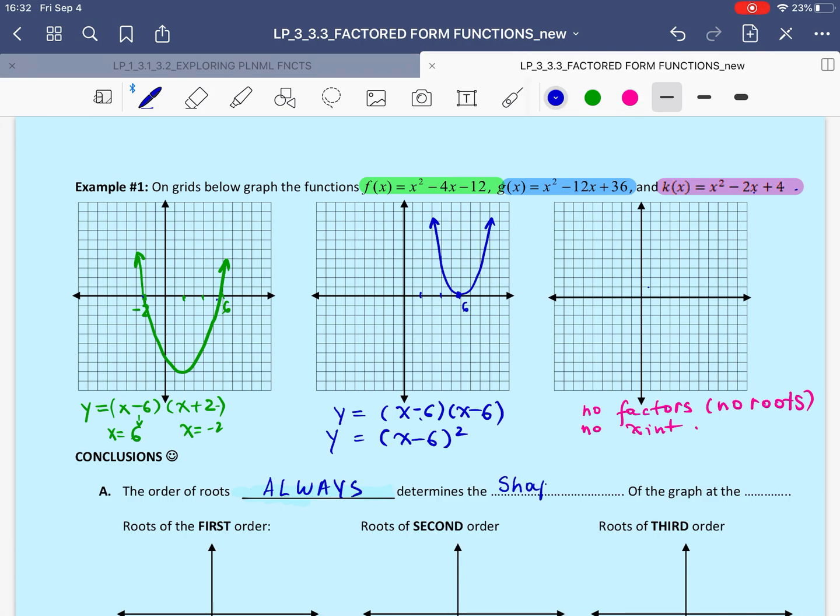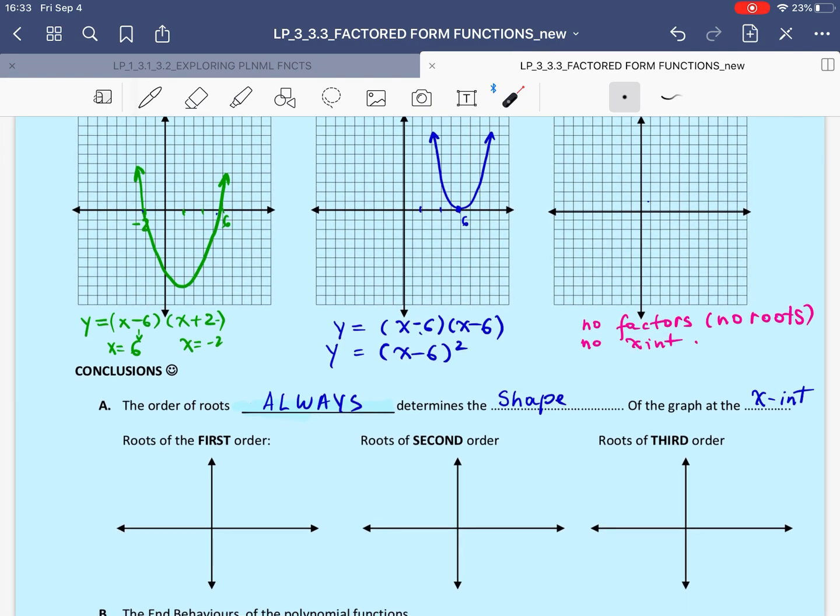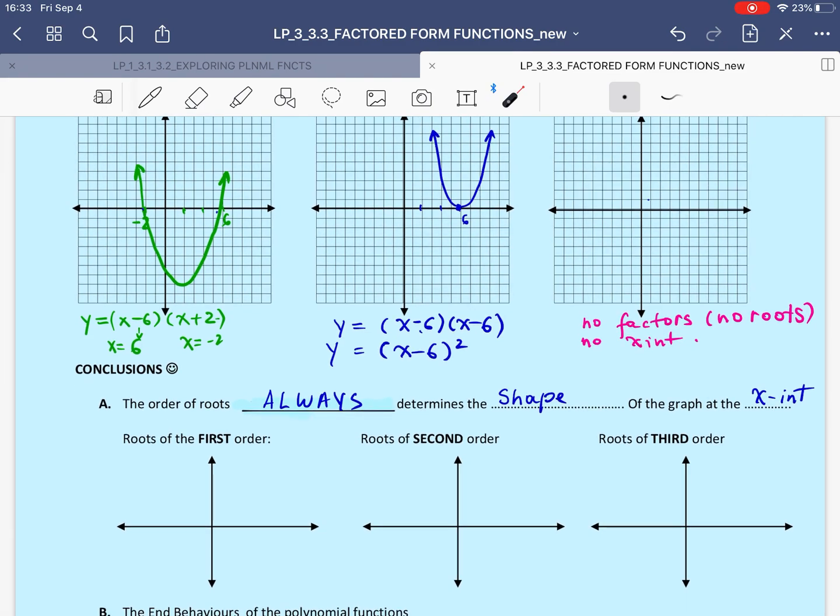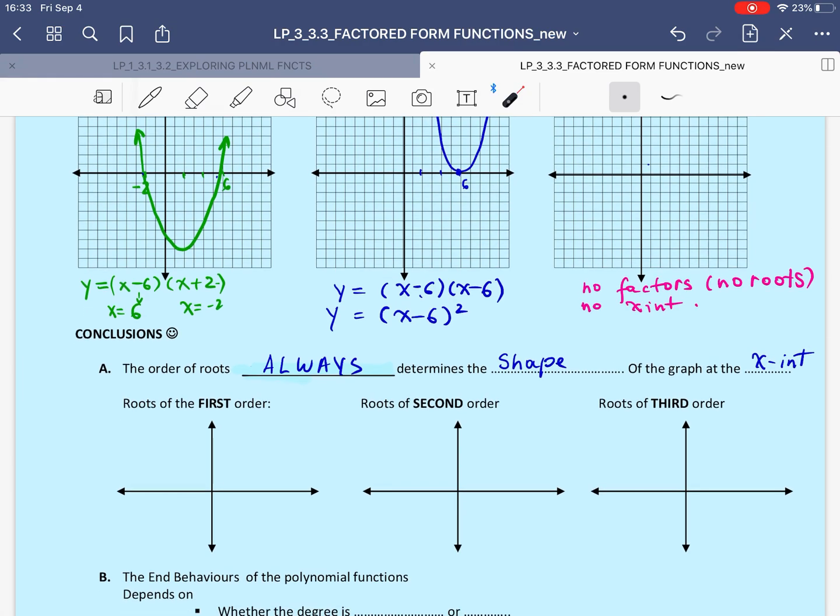Okay? So in conclusion, we're going to say that the order of the roots always determines the shape of the graph at the x-intercepts. And to bring more light to it, a second order root will give a turning point. A first order root will give a straight line. If we were to have a third order root, then the shape of the graph would be similar to the shape of the third degree polynomial function y equals x to the power of 3.